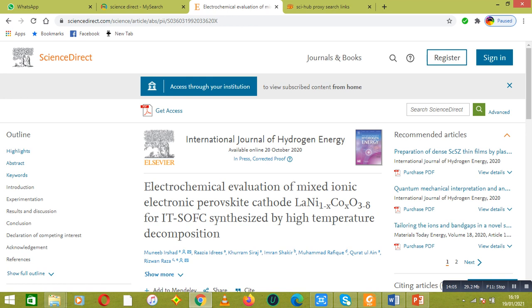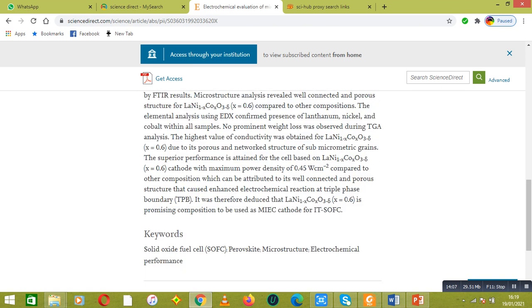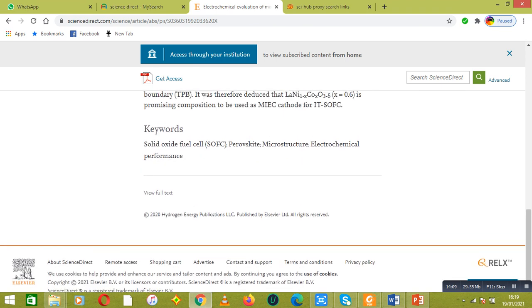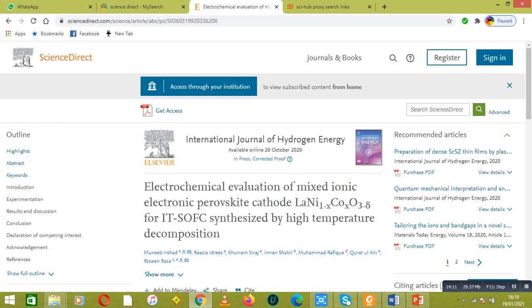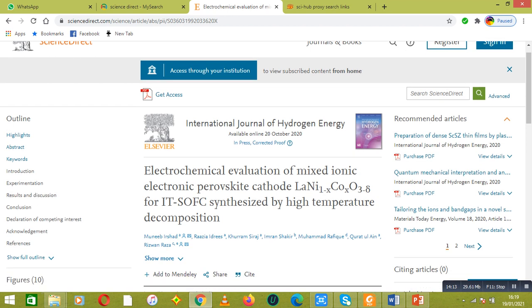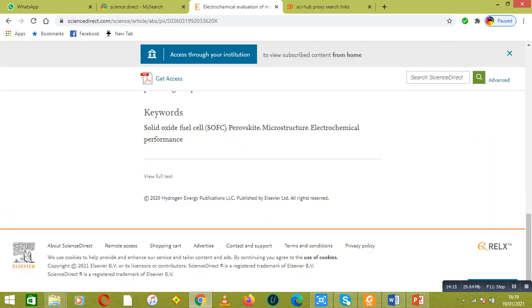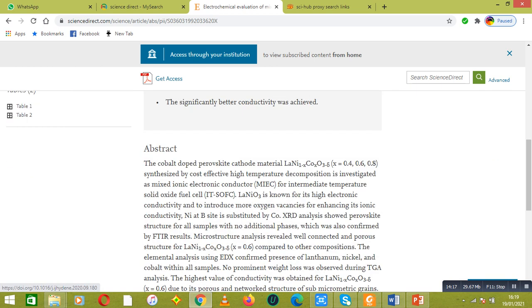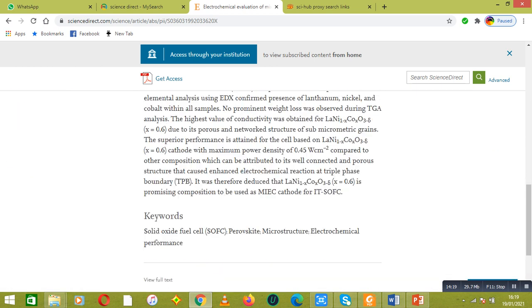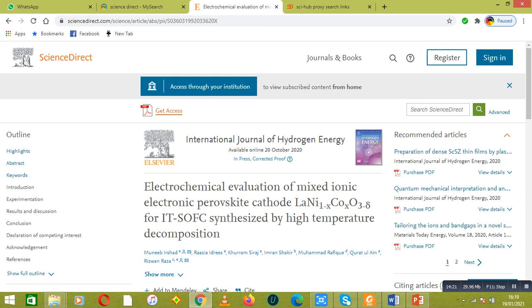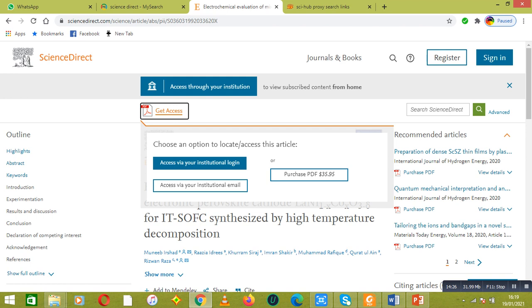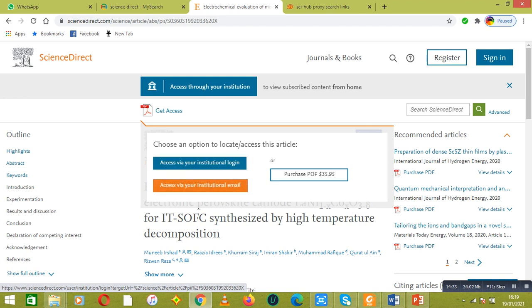Here is the option of access via institutional login, meaning free access via your institution email. As we don't have such an access, as we are using our private internet, it is not possible to get access. Although if you use the same thing from the university hostel or university department, you can easily access it using the university internet, as they have this access.